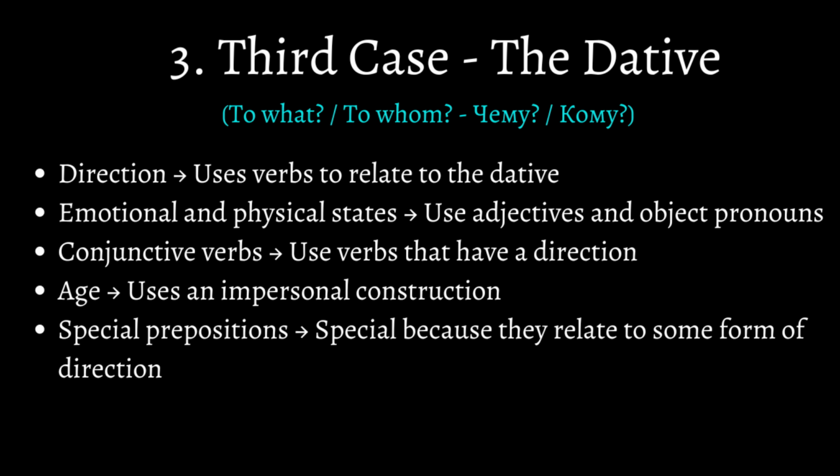In conclusion, this is how impersonal constructions work in the dative in Russian. Always remember that in the dative, every concept connects to direction, just in different forms. Every concept that I showed throughout the video can somehow be linked to direction. Direction relates to the dative using verbs. Emotional and physical states relate to direction using adjectives and object pronouns. Conjunctive verbs relate to direction using verbs that already have a directional connotation. Age relates to direction using an impersonal construction, and special prepositions are special in the dative because they relate to some form of direction.